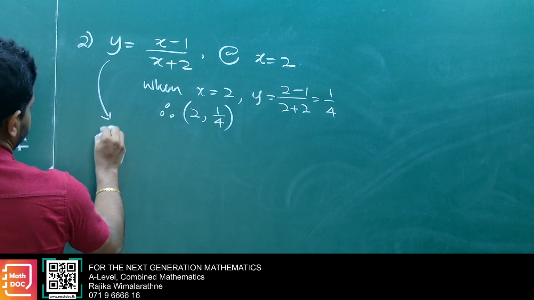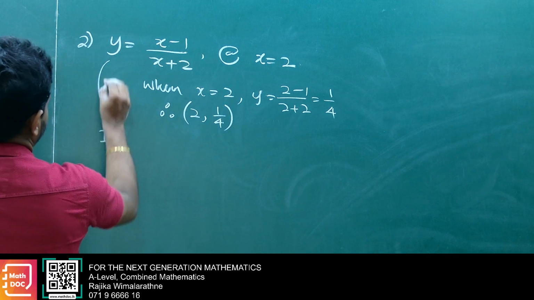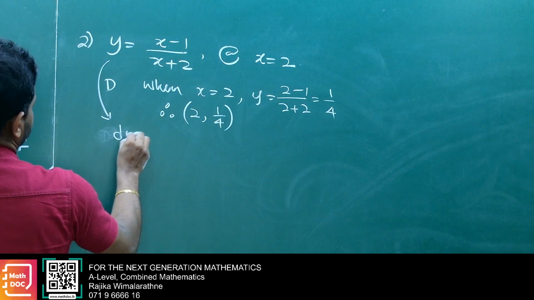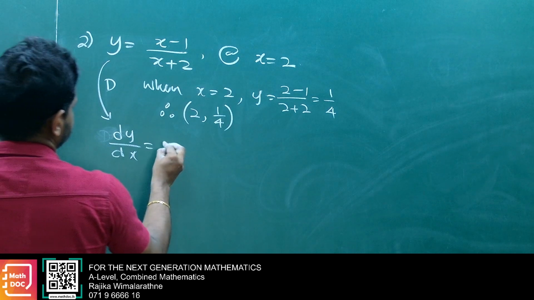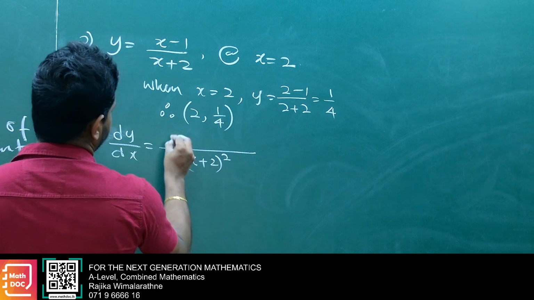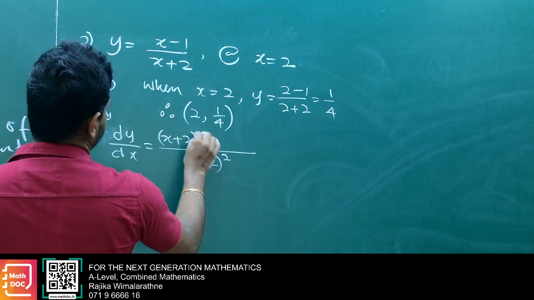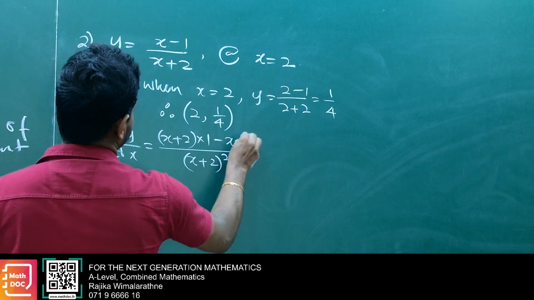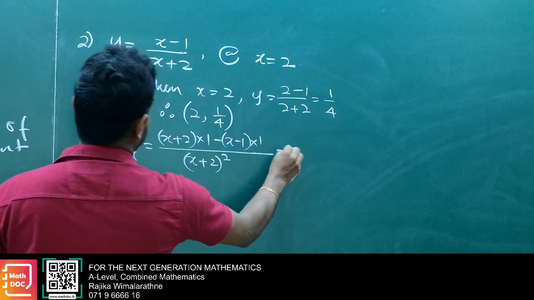Then differentiate, then dy by dx. Here it is a rational type, no? Then denominator squared, denominator times the derivative of the numerator minus numerator times the derivative of the denominator. Simplify.